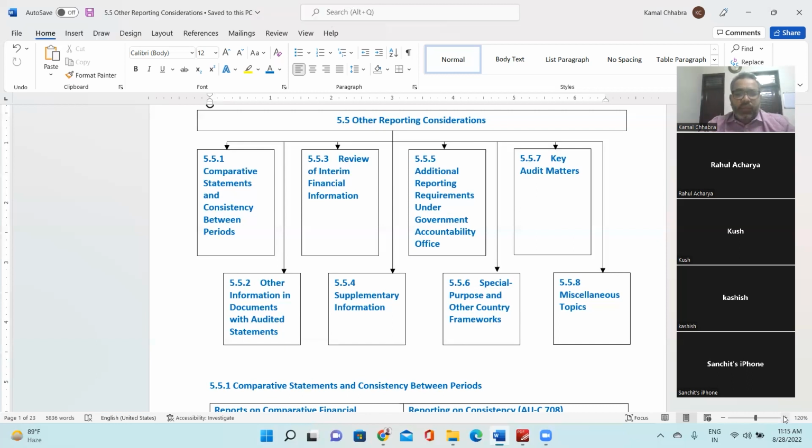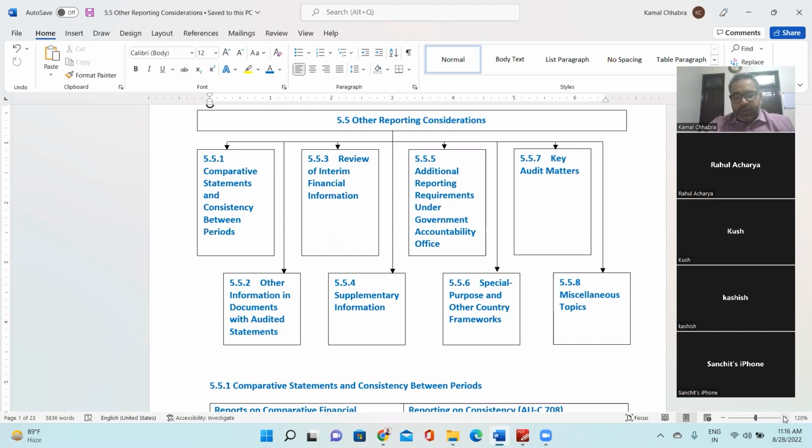Second thing is other information in documents with the audited statement, like we have discussed already in detail, like management reporting, director reportings, historical information, sales information, and other things which come along with the audited financial statement. So what does the audited financial statement comprise? It's 5 things. One is your balance sheet, second is your income statement, third is your cash flow statement, fourth is your equity statement, and fifth is your notes to accounts. So these are the 5 statements which comprise what is called the financial statement.